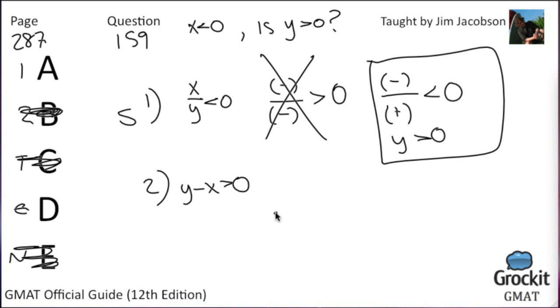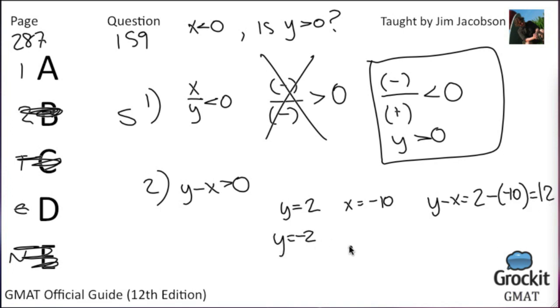However, we can actually choose multiple values for y that produce different results. So we can have, for example, y equals 2 and x equals negative 10. So y minus x equals 2 minus negative 10, which equals 12. But we can also have y equals negative 2 and x equals negative 10. y minus x equals negative 2 minus negative 10, which equals 8. So even though y minus x is positive in both cases, we have one where y itself is greater than 0, so this is yes, and one where y is less than 0 and where this is no.